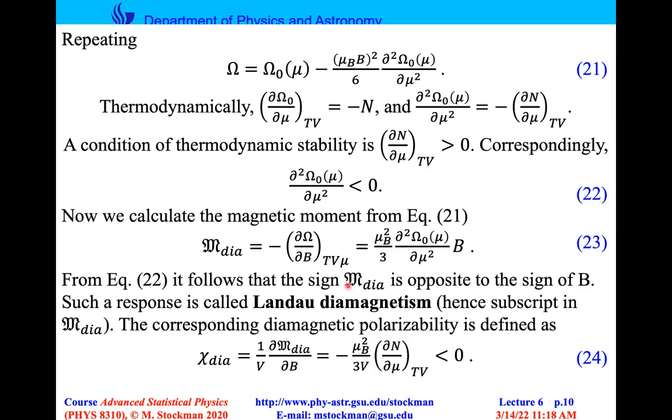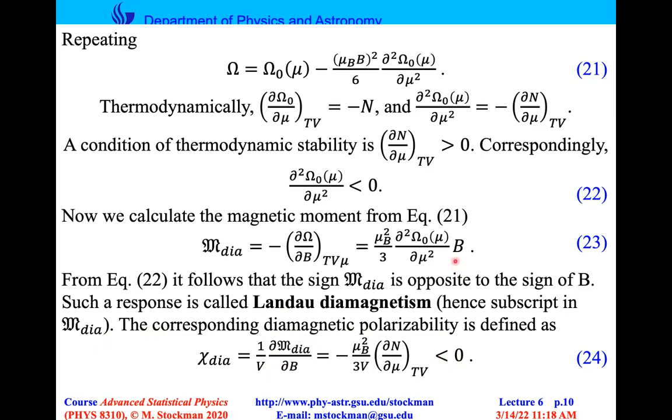So such a response, diamagnetism, is called Landau diamagnetism, and this is subscript M. It is conventional to express it in terms of polarizability. Polarizability is the derivative of magnetic moment over the field, divided by V. And of course, mu, the magnetic permeability, is 1 plus 4 pi chi. So it gives you mu eventually. And this contribution is less than 0.